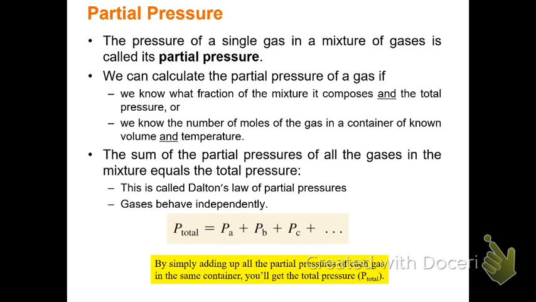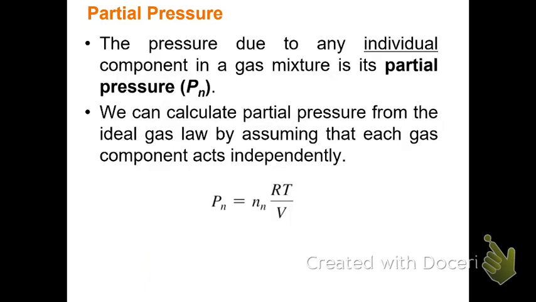So partial pressure can be calculated using this equation at the bottom. The pressure due to any individual component in a gas mixture is its partial pressure, and we give it a symbol P sub n for partial pressure. We can calculate partial pressure from the ideal gas law by using this equation shown below. We're assuming that each gas component acts independently from one another.